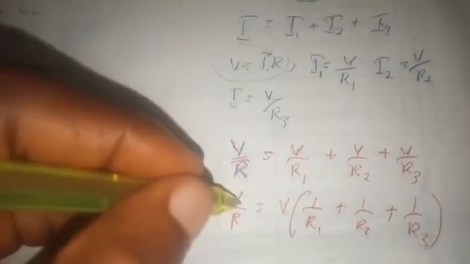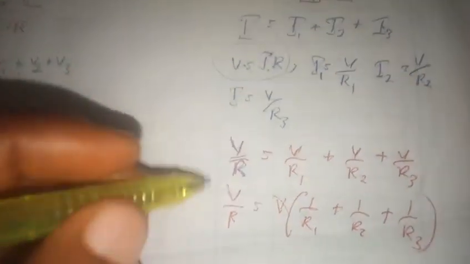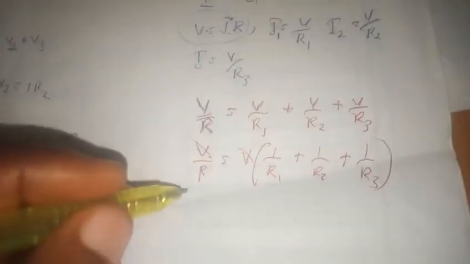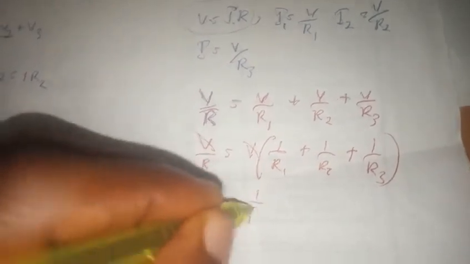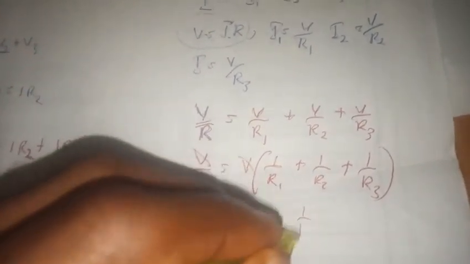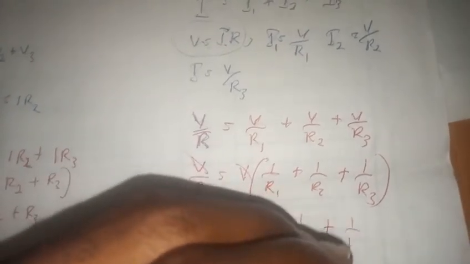So we bring out the common factor, and this V can cancel this V. We have 1 over R, the total resistance, is equal to 1 over R1 plus 1 over R2 plus 1 over R3. So that's how to derive it.